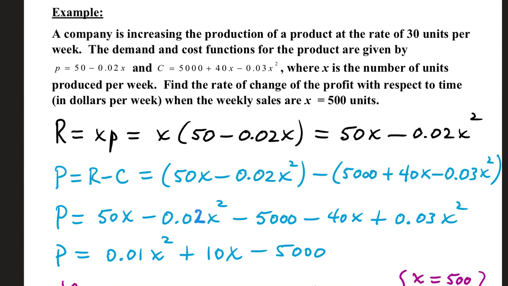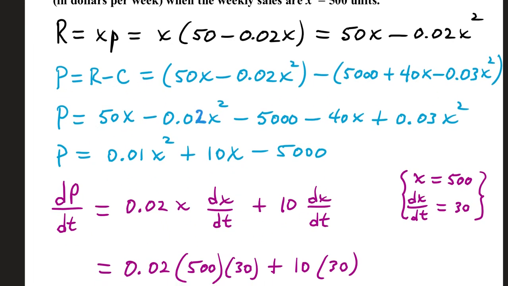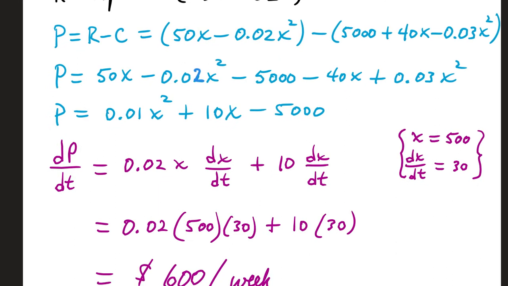So now we can take our derivative. The change in profit over time is 0.02x dx/dt plus 10 dx/dt. That derivative of the constant is 0. Carefully sub in 530 from the description in the original problem, and we will get a change in profit of $600 per week.